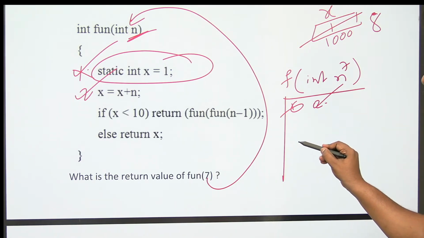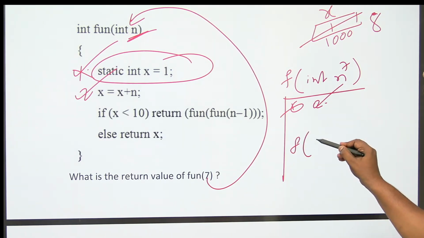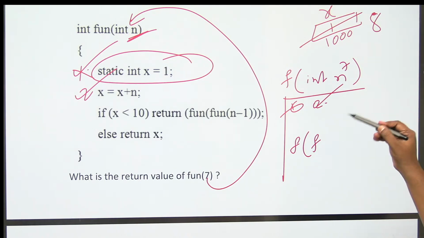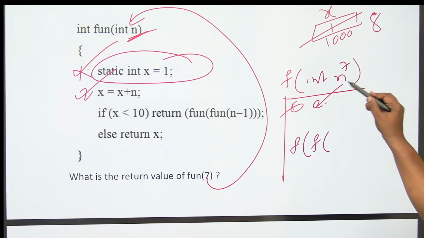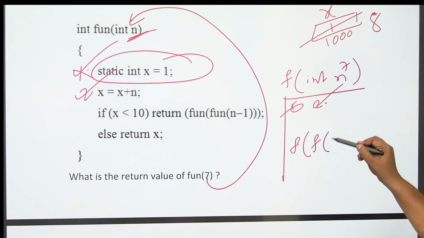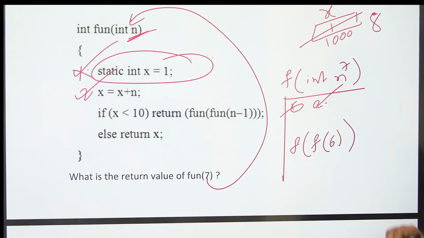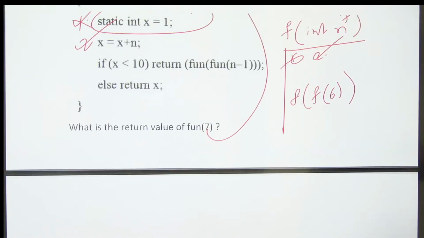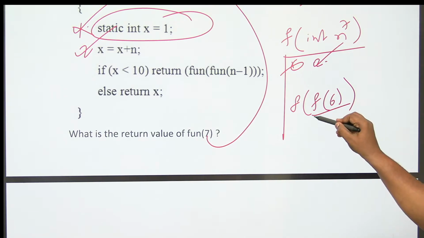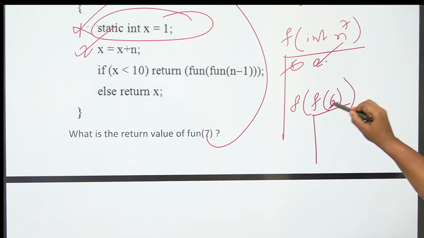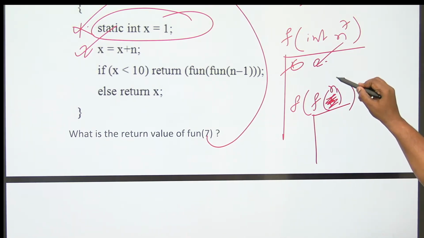Let's check here. Return f of n minus 1. What is the n value? 7. 7 minus 1 is going to be 6. Right? It will be return f of n minus 1. I think everyone knows this should be done first. Here, what is the n value? N value is 6.